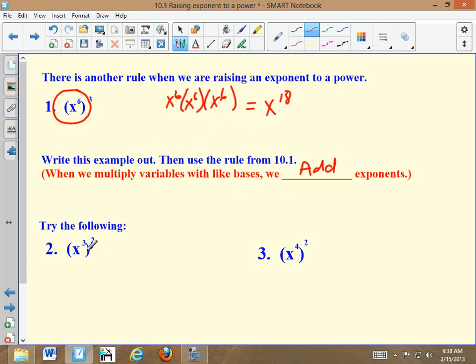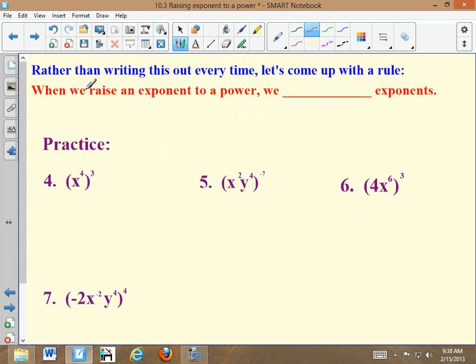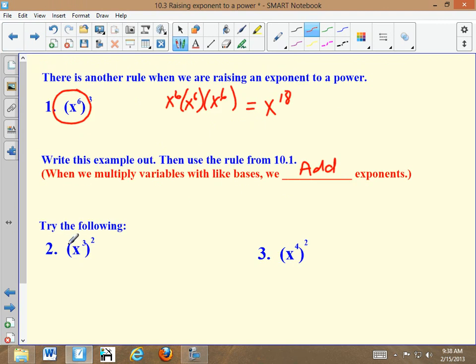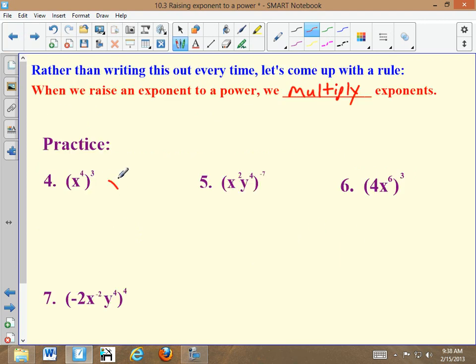But instead of doing that, we can come up with a rule. The rule is, rather than writing it out every time, when you raise a power to a power, you multiply the exponents. Now let's look at that. That kind of makes sense. See, this parentheses right here, 3 times 2. The problem you run into here is you'll start multiplying exponents all the time. Can't do that. So 3 times 2 is 6. This is x to the 6th power. This is x to the 8th power. This is x to the 12th power.